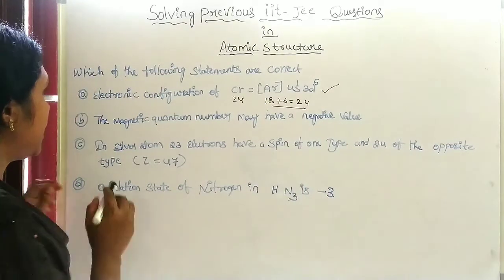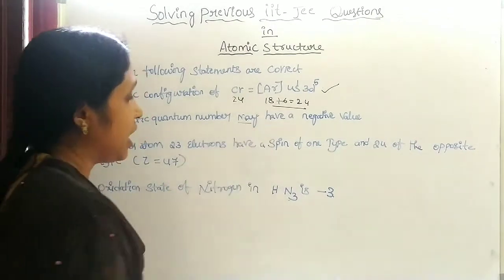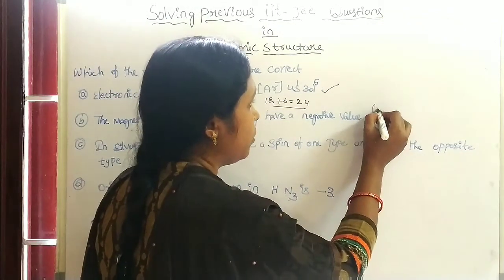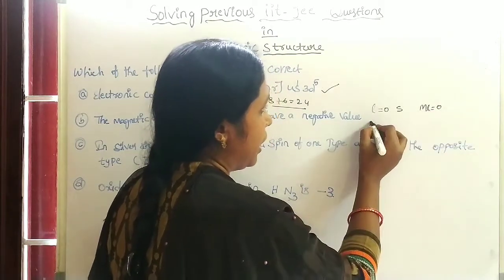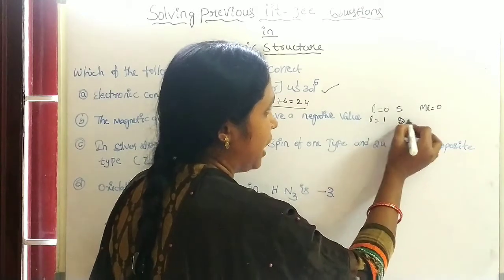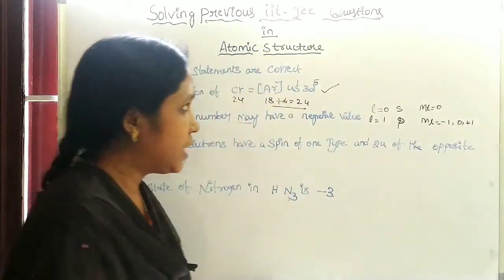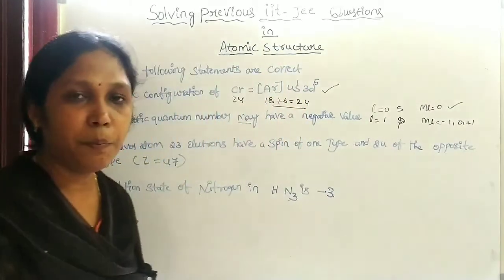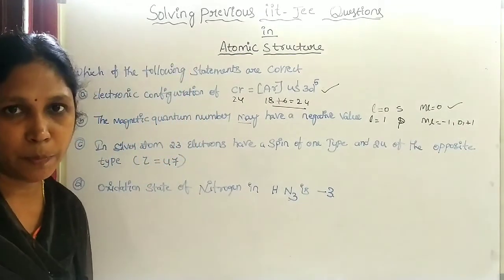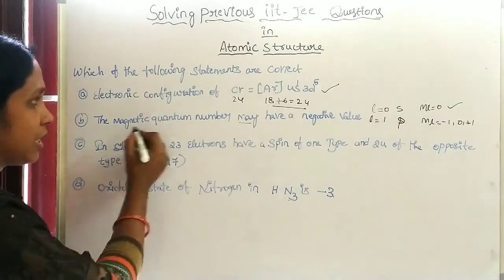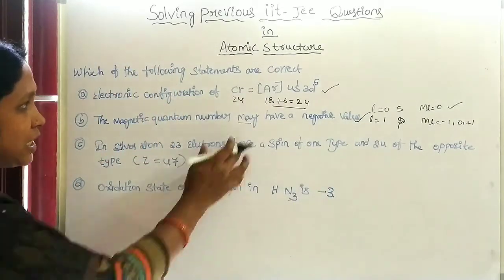And next, see: the magnetic quantum number may have a negative value. Why they said may: if L equal to 0, s subshell, it has magnetic quantum number 0, and L equal to 1, p orbital, it has Ml value minus 1, 0, plus 1. Except s orbital, the remaining p, d, f all have negative magnetic quantum numbers. So that's why here he said the magnetic quantum number may have a negative value. That is also a correct one.